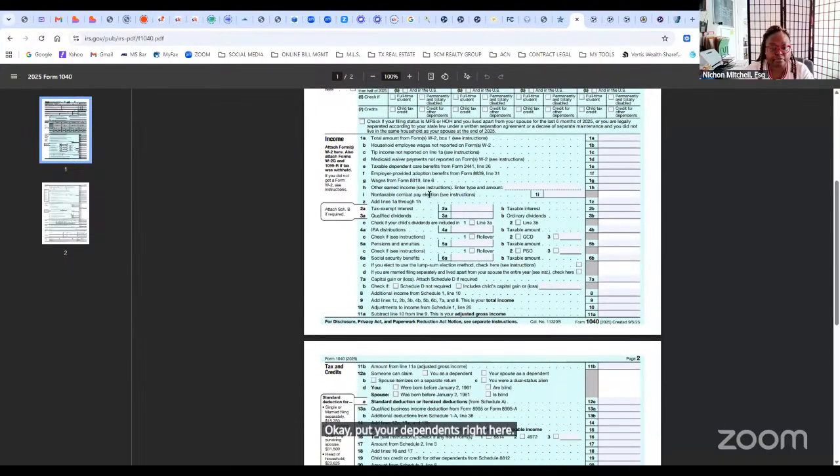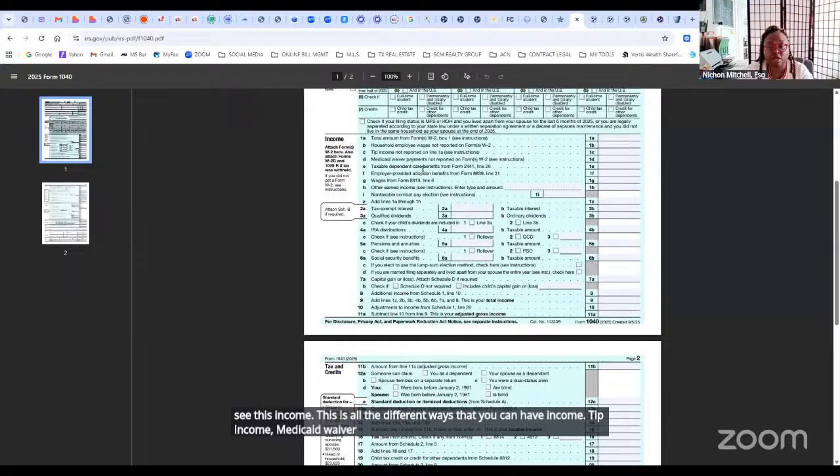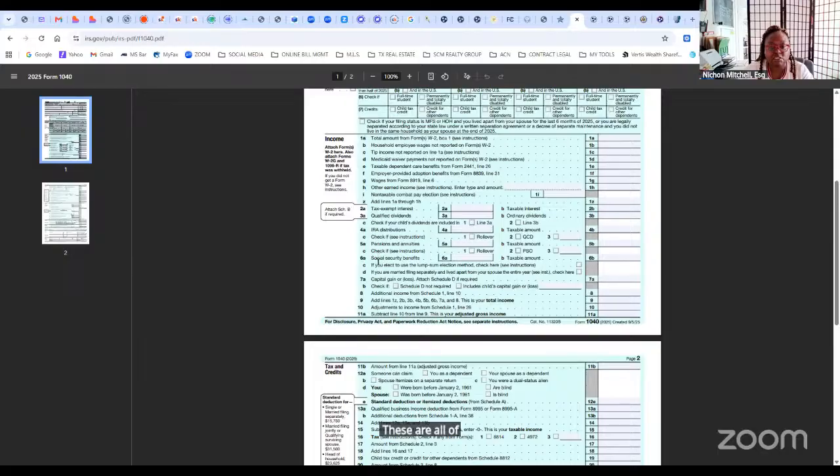All right. See this income? This is all the different ways that you can have income. Tip income, Medicaid waiver payments. They're considering all of this taxable: dependent care benefits, employer-provided adoption benefits, wages from Form 8919. These are all of the ways that you would have income.